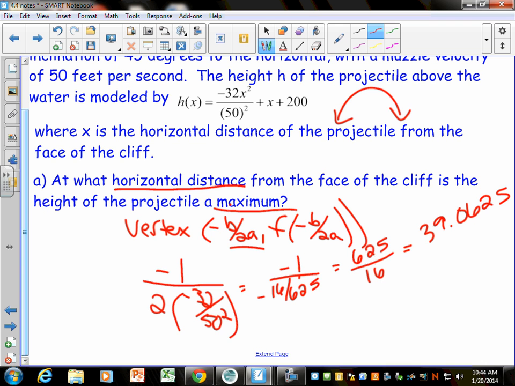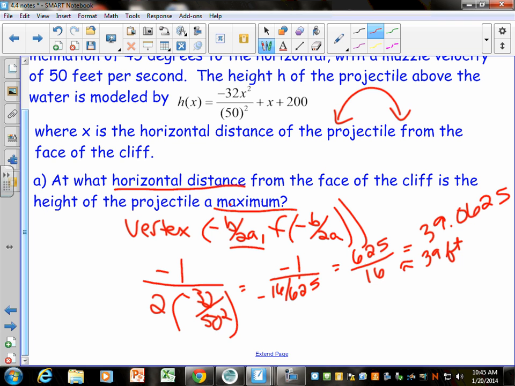I'm okay if you left it at 625 over 16. That's a fine answer. The answer they give in the book is approximately 39 feet. So they just drop the decimal, which I'm not a big fan of. That's telling you that when the projectile reaches its highest point, it's 39 feet away from the cliff, from where it was fired.